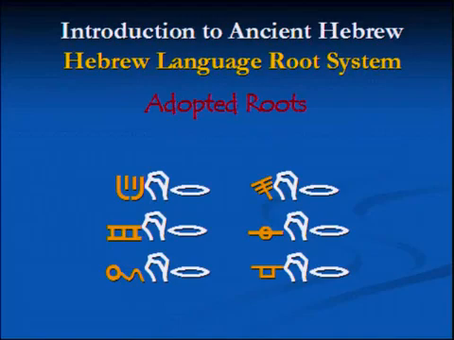Interestingly, in the Hebrew Bible that we have today, 85% of all of the words in there are either a parent or a child root. Only 15% of them are these adopted roots. So they are a minority in the text.